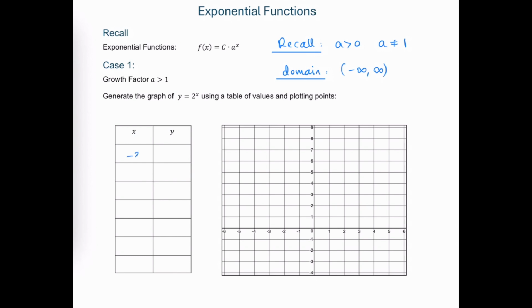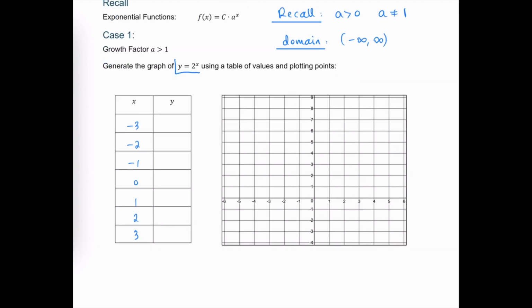Let's focus our attention on some domain elements that are relatively close to the origin. The function that we're graphing is y is equal to 2 raised to the x power. So when we plug in x is equal to -3, this is going to be 2 raised to the -3 power. As a reminder, 2 raised to the -3 is the same thing as 1 over 2 cubed, which is 1 over 8. So our output here will be 1/8.